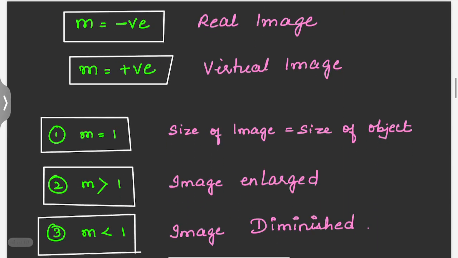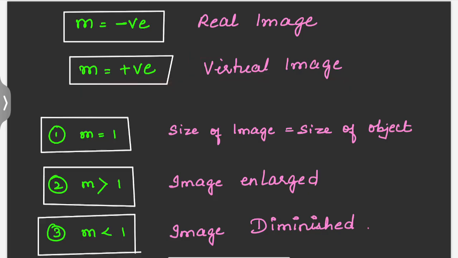Some more points you have to make a note of. If m, the magnification, is negative, that is, if you see a negative sign in the m value, then it indicates that the image formed is real. A real image will always be inverted. So a real and inverted image will be formed. If you see a positive sign in the m value, then it indicates that it is a virtual image.